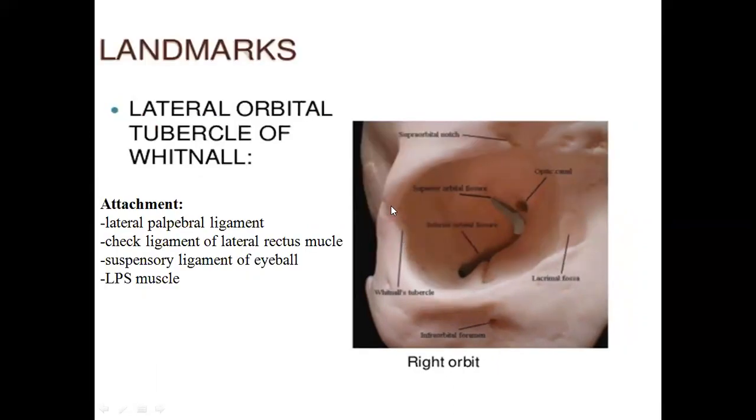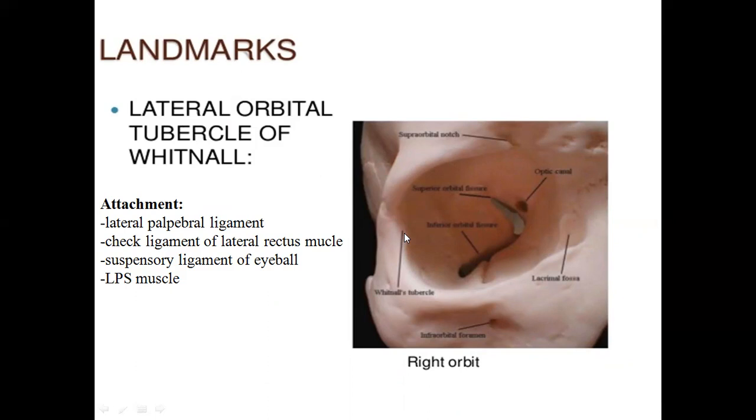This is the frontozygomatic suture. Just below this frontozygomatic suture is the location of the Whitnall's tubercle. Now this Whitnall's tubercle gives attachment to the lateral palpebral ligament, the check ligament of lateral rectus muscle, the suspensory ligament of eyeball, and the levator palpebrae superioris muscle.